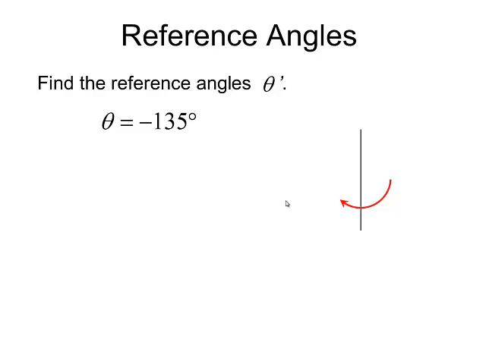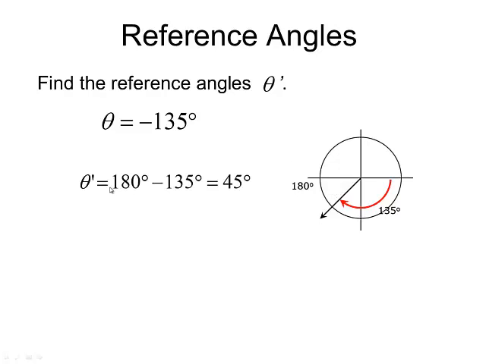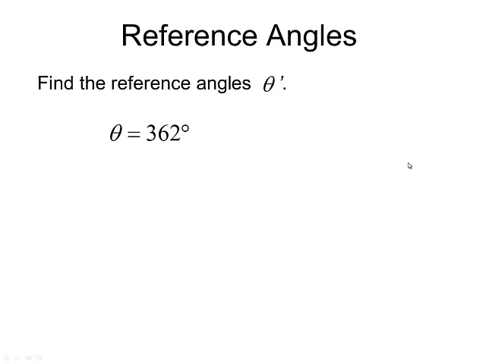What about negative 135? Negative 135 is down here. So it's in quadrant 3. So we really want this angle in here. So we can take 180, which is this angle here, subtract my 135, which gets 45 in here to the x-axis. What about 362?